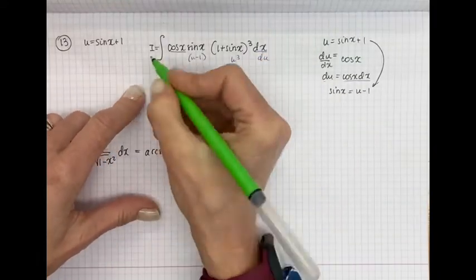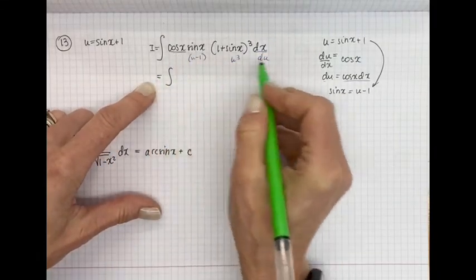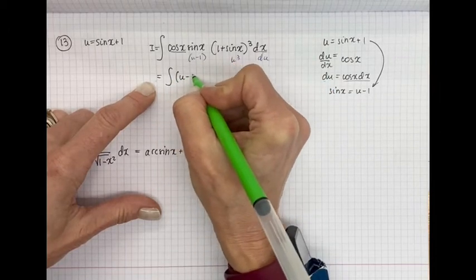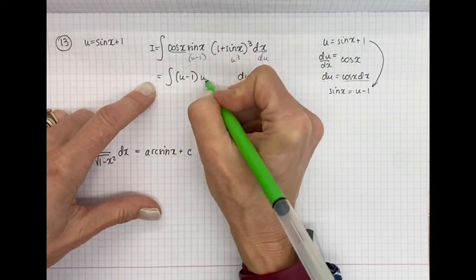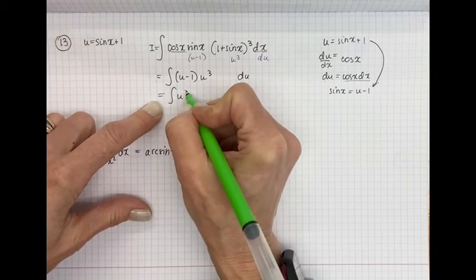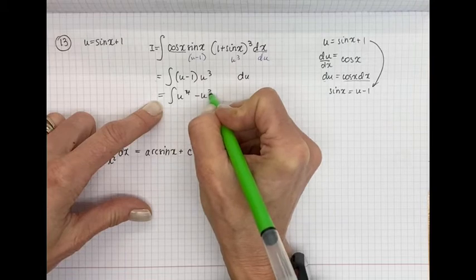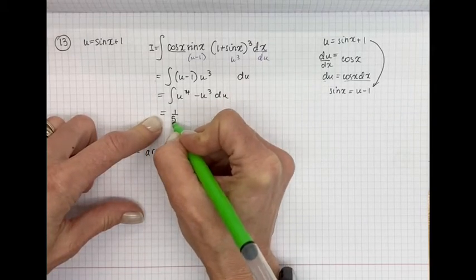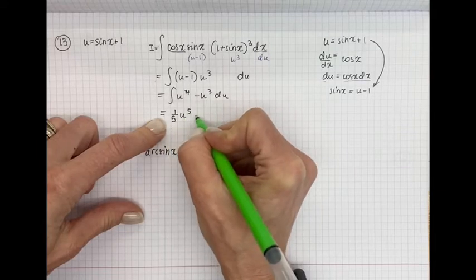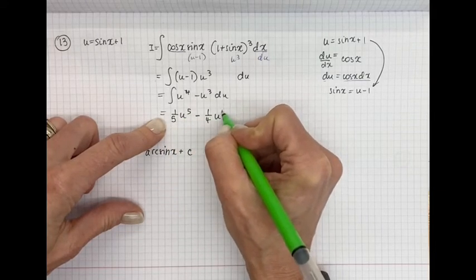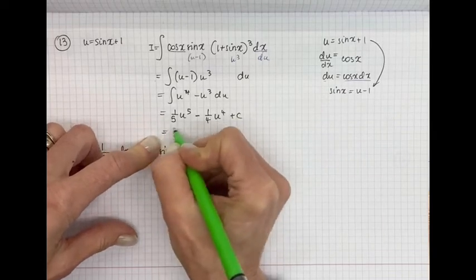Let's put these together carefully. So remember, cos x dx will be du at the end. Sine x is u minus 1, and this one is u cubed. Let's expand it, prepare it for integration. Add 1 to the power, divide by that power, so it's 1/5 of u to the power of 5 minus 1/4 u to the power of 4 plus c.